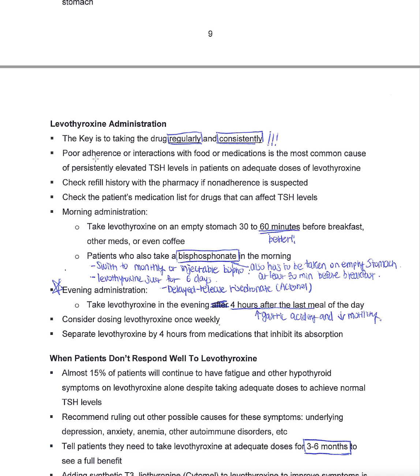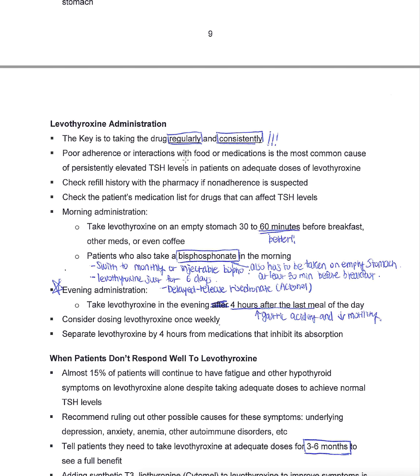So really poor adherence or interaction with food is the most common cause of persistently elevated TSH level. So when you see patients whose TSH keeps elevated or fluctuates a lot, really the first thing to check is whether the patient is being adherent to the drug.